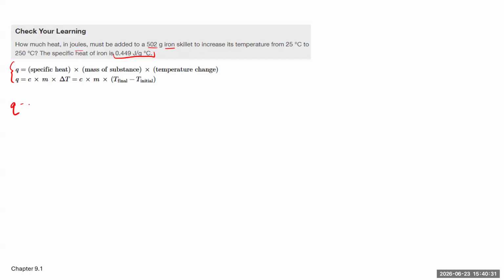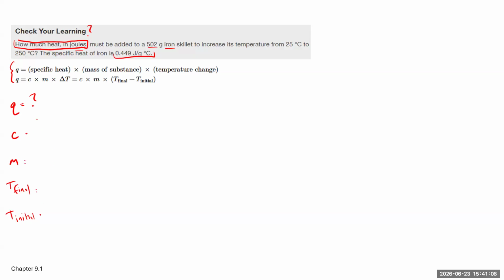So Q is what we're trying to find. How much heat in joules? That's our question. Now, we have a 502-gram iron skillet. So I'm going to write these in order, and then we'll go back. Q is heat, C is heat capacity or specific heat, M is mass, T final is the final temperature, whatever it ends up at. T initial is whatever it starts as, right?